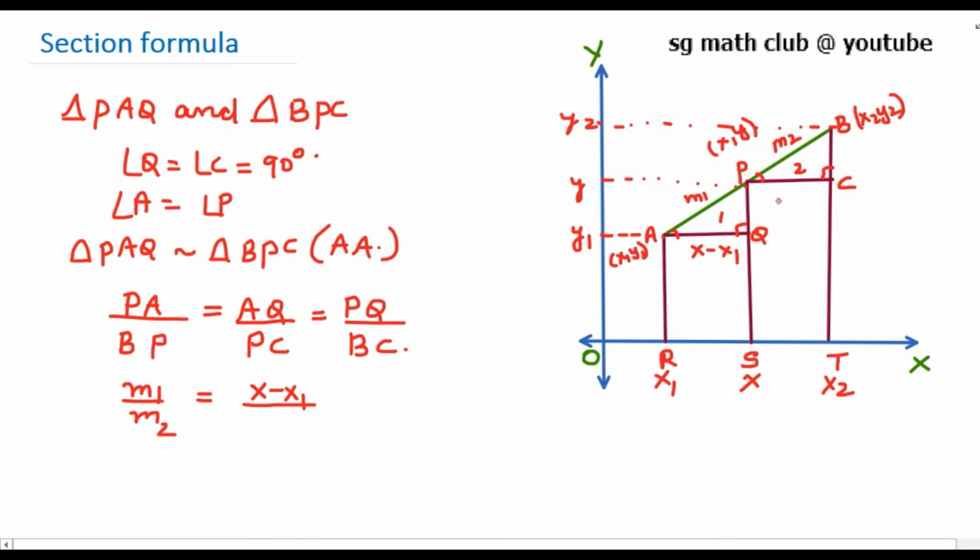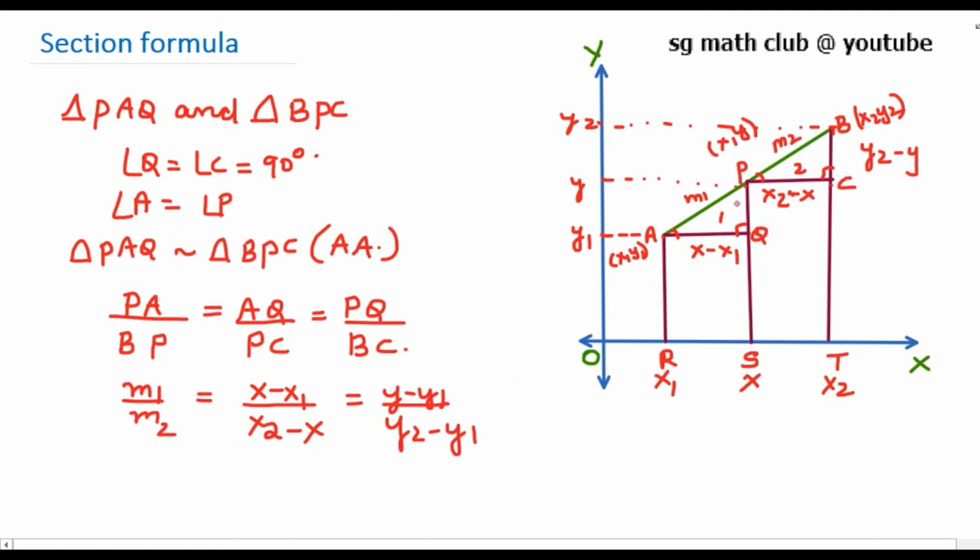So I can write this as x2 minus x. In the same way, PQ will be y minus y1. So PQ is y minus y1 and BC will be y2 minus y. This distance and this distance both will be same. So BC is y2 minus y1. So we have got all the ratios.